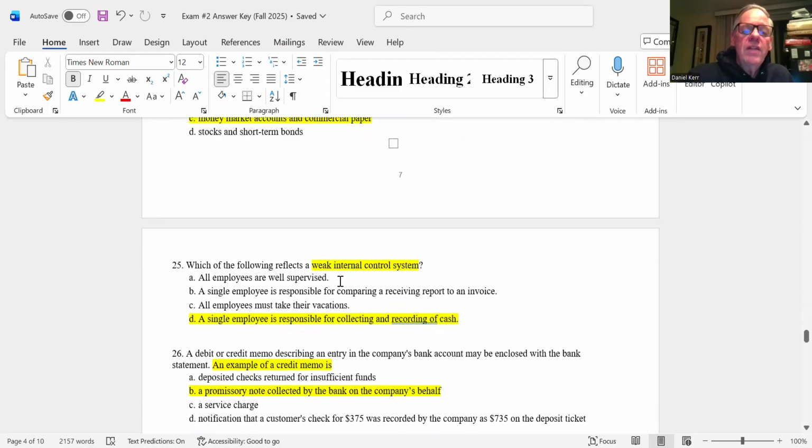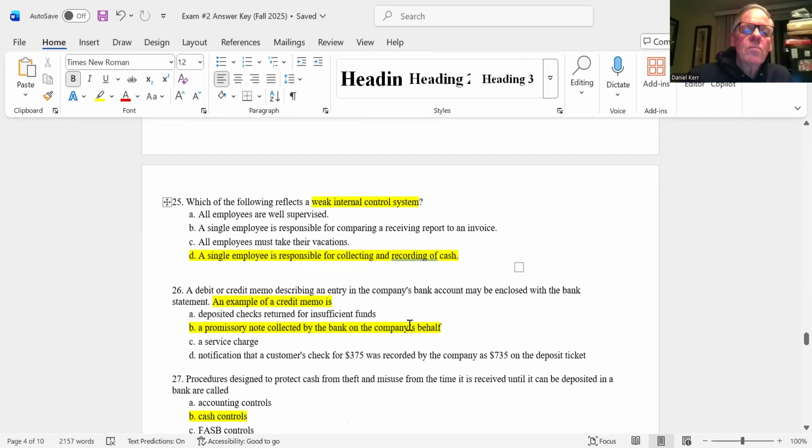25, which of the following reflects a weakness in the internal control system? A, B, and C are all good, positive things. D, a single employee responsible for collecting and recording cash, is an inherent weakness in the internal control. They should be a different person collecting and recording the cash.